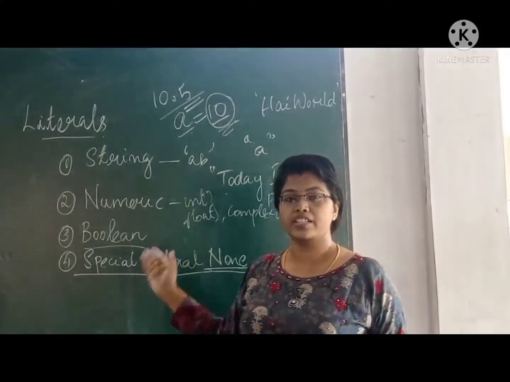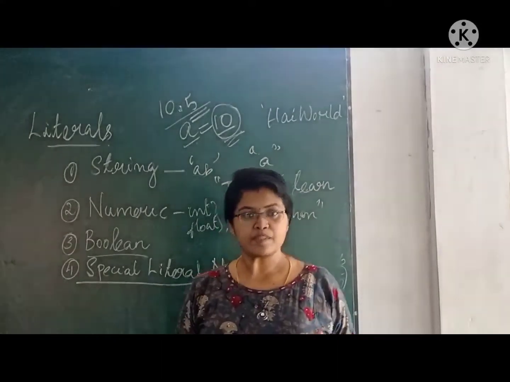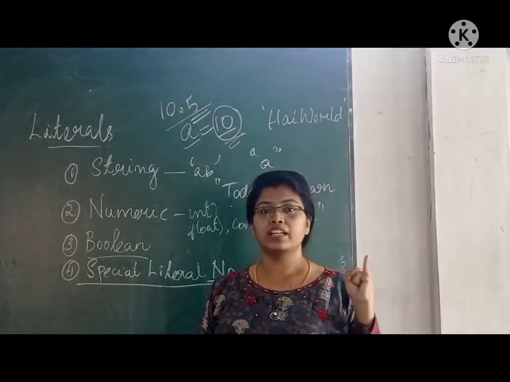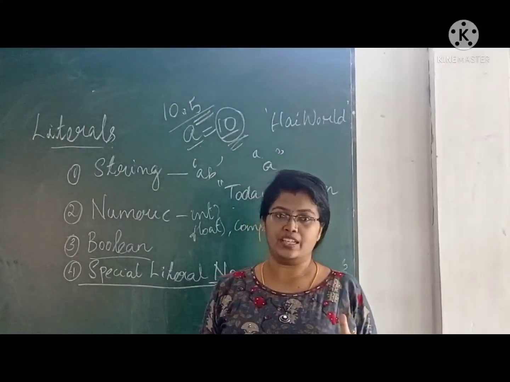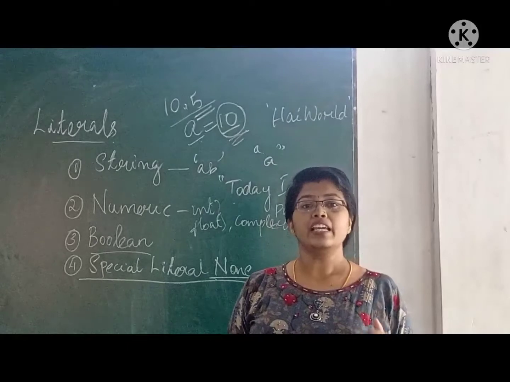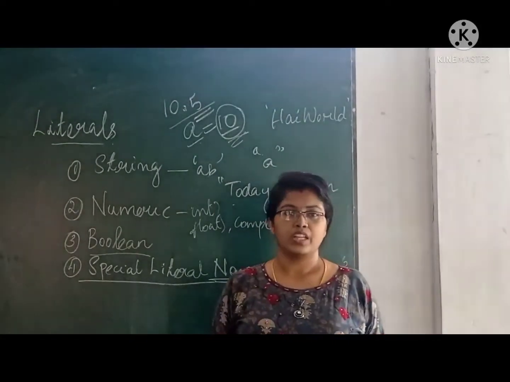Okay, that was about tokens. Once again, let us recollect the names of tokens. There are 5 types of tokens: keyword, identifiers, operators, punctuators and literal. Next we will see the basic structure of Python, how we can write a Python program.